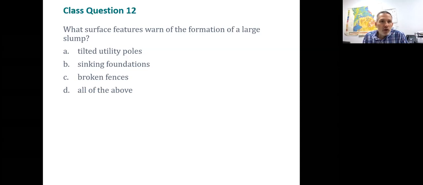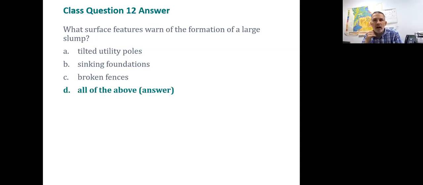So when we start looking at some of these different features that may warn of a slump or any of these mass wasting events, we can start to see things like tilted utility poles, sinking foundations as this material is moving downhill, as well as some broken fences. If you saw any of those, you may want to be prepared for the event of a mass wasting event.